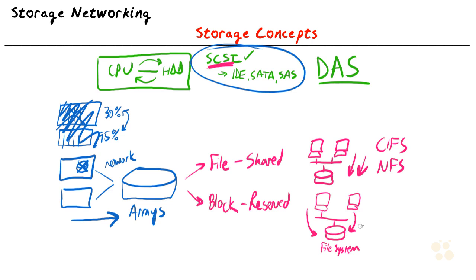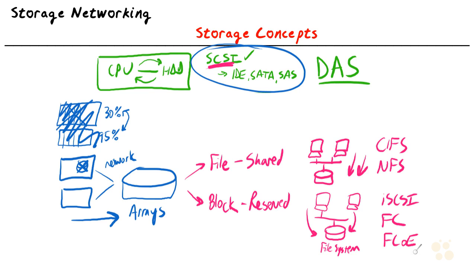Now, there are a couple of different protocols for this. We have iSCSI and Fibre Channel. These are the primary block-level protocols that are used in the infrastructure today. And then we also have the evolution of Fibre Channel called FCoE.